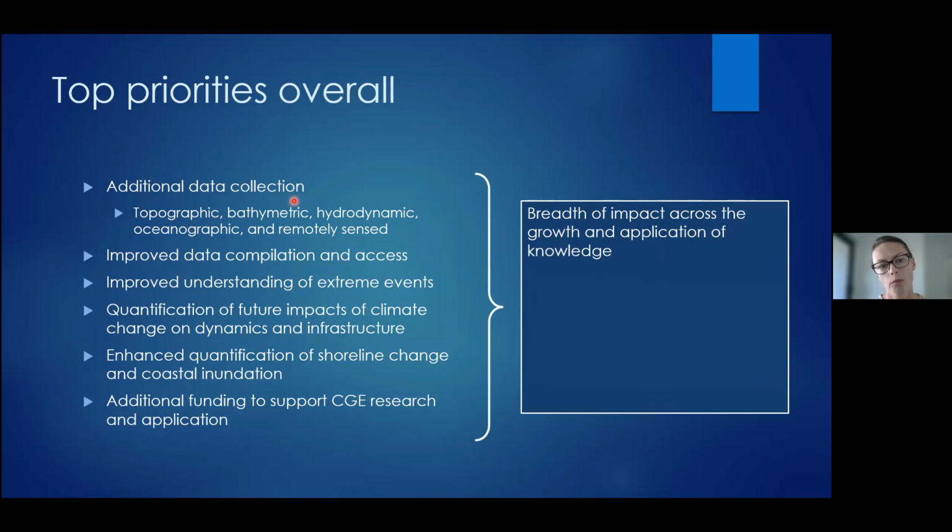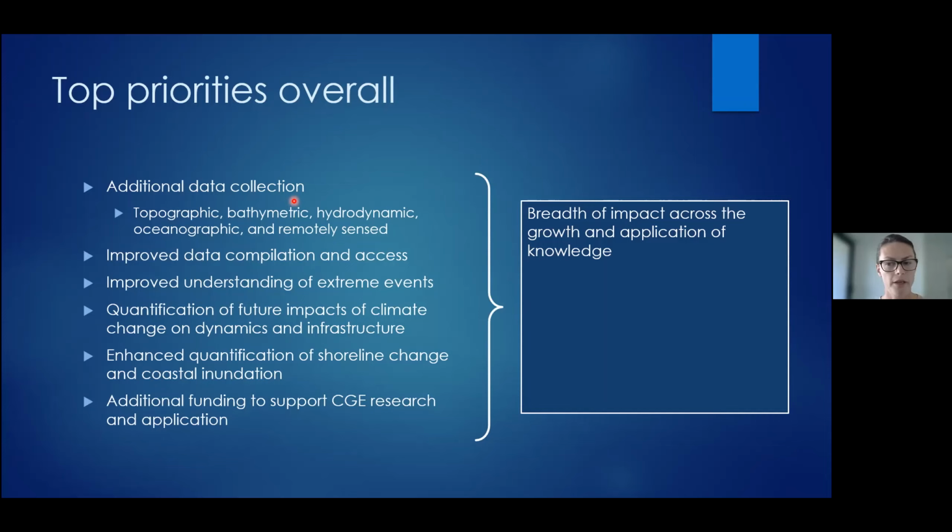And as I mentioned before, what we saw when we looked at these top priorities, whether they were top priorities within a given category or overall, was that the ones that ranked most highly had a real breadth of impact across the growth and application of knowledge. So they weren't things that were standalone. For example, one of the priorities that didn't rank quite so highly was better understanding artificial reef systems. While it might be a very important thing to do, it doesn't necessarily have as many flow-on effects as the priorities listed here as the top overall priorities. It's not going to have flow-on ramifications for a whole lot of other things that we need to work on.